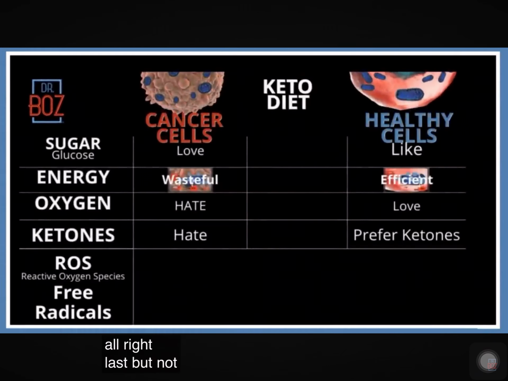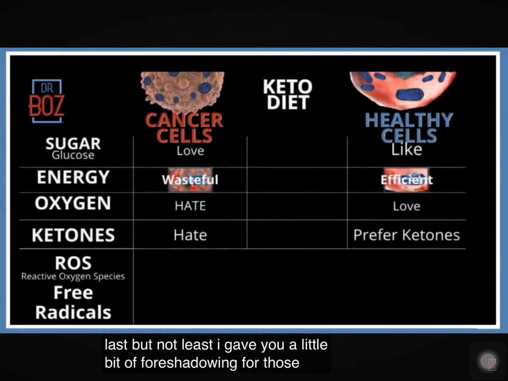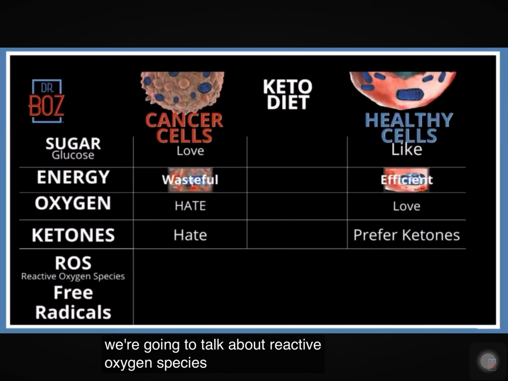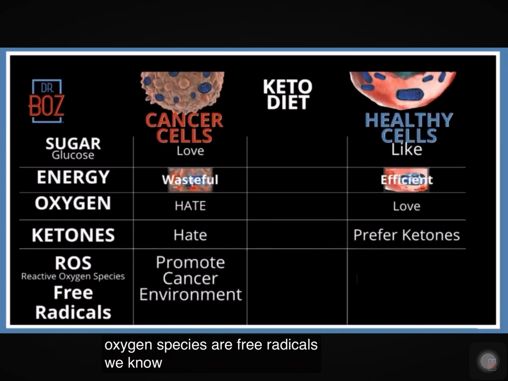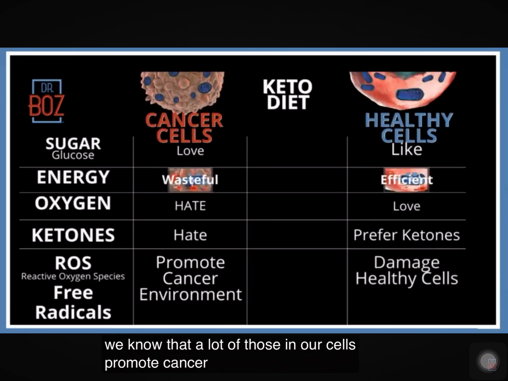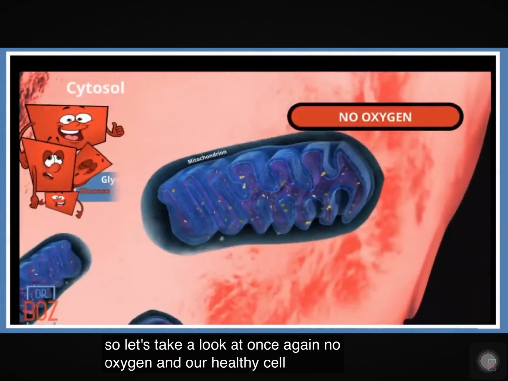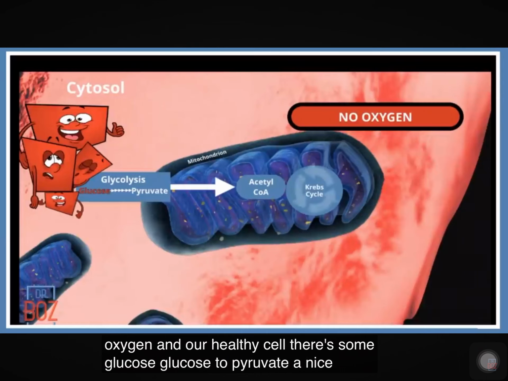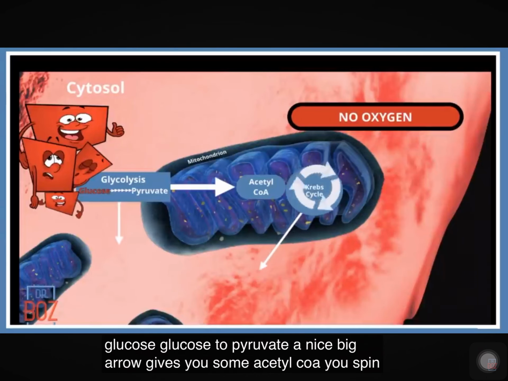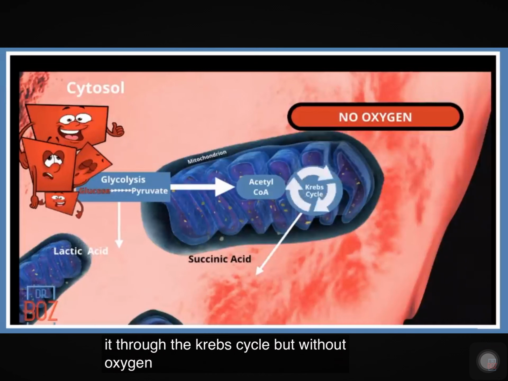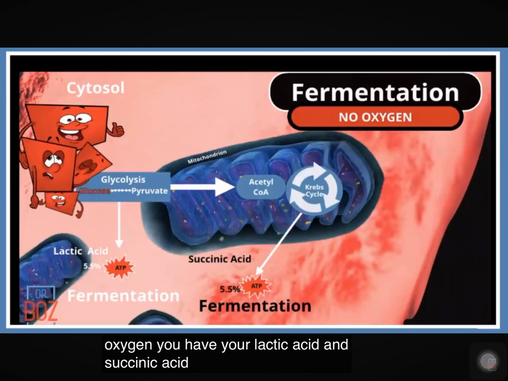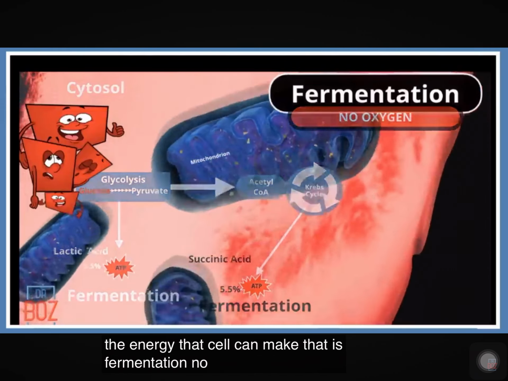All right, last but not least, I gave you a little bit of foreshadowing for those electrons. We're going to talk about reactive oxygen species, or free radicals. We know that a lot of those in our cells promote cancer. However, if you end up with many of them inside your healthy cells, they are very damaging. So let's take a look at, once again, no oxygen and our healthy cell. There's some glucose to pyruvate, a nice big arrow gives you some acetyl-CoA, you spin it through the Krebs cycle, but without oxygen, you have your lactic acid and succinic acid, and you are fermenting all the energy that cell can make. That is fermentation, no oxygen present.